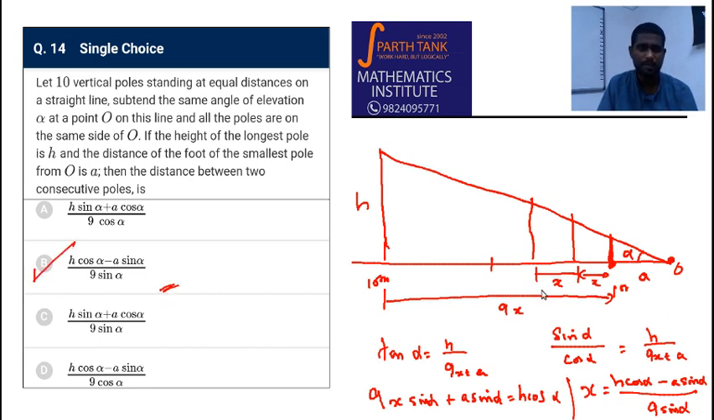Okay, very simple heights and distances problem. Just mark the given parameters properly. 10 poles, same angle, so they are all of decreasing height and equal distances from each other. So this is 9x plus A, h by 9x plus A is tan alpha.